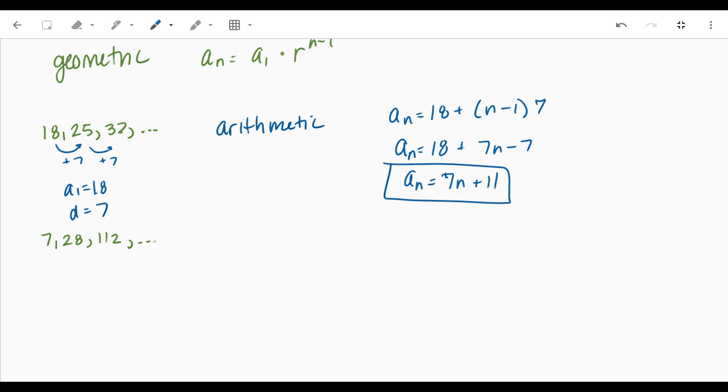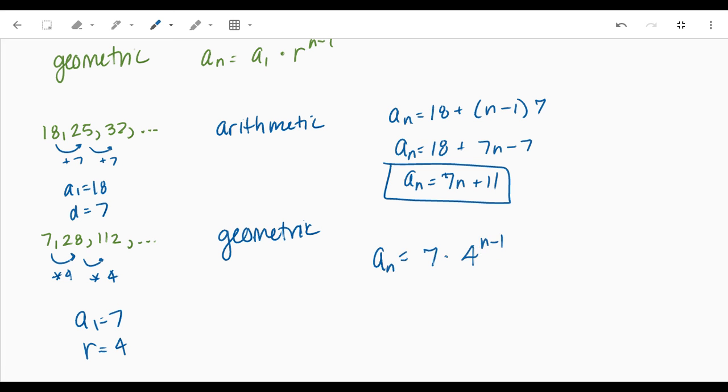Okay. Here we're multiplying by 4. So it's geometric. The first term is 7, and the ratio is 4. So a sub n is the first term times 4 to the n minus 1. Okay.